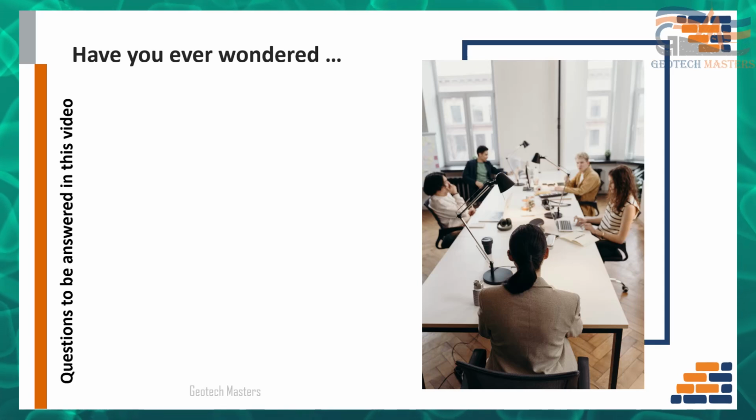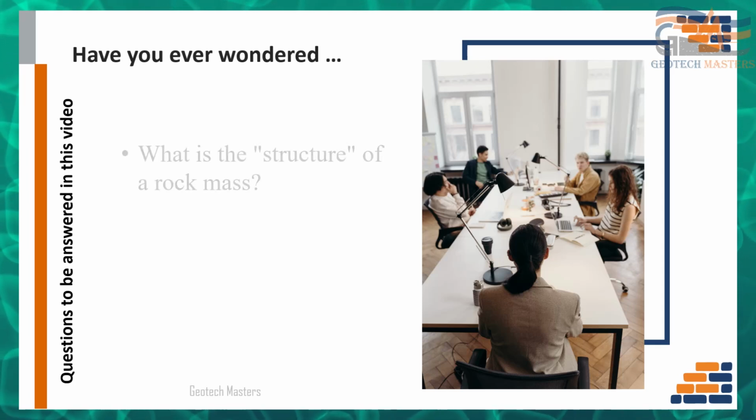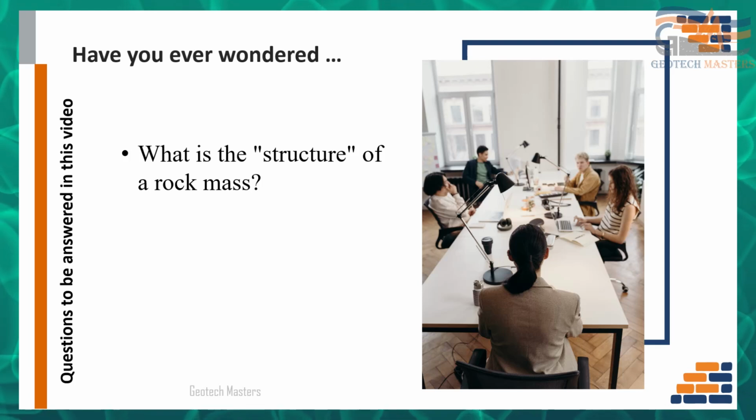Here are the key questions we will answer in this session. First, when we look at a rock face or a borehole log, how do we describe the overall pattern? Is it a solid block, or is it like a stack of pancakes? We call this the structure.